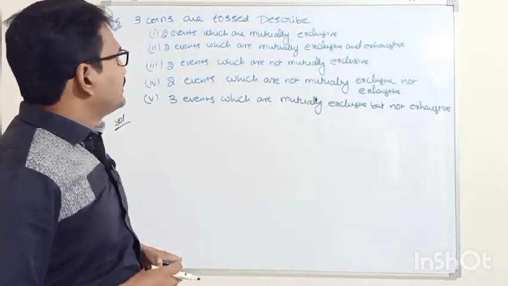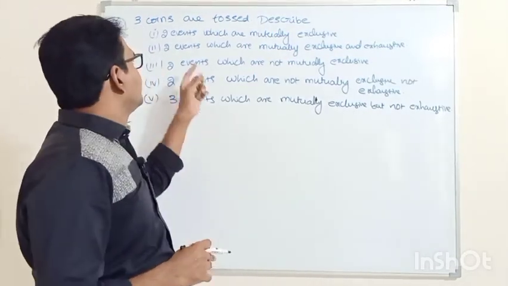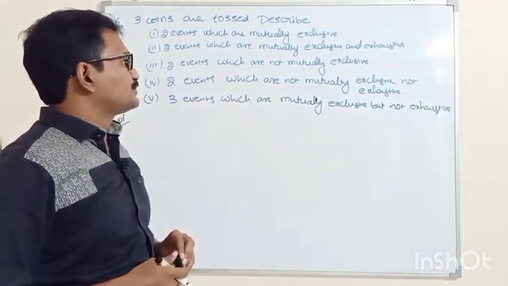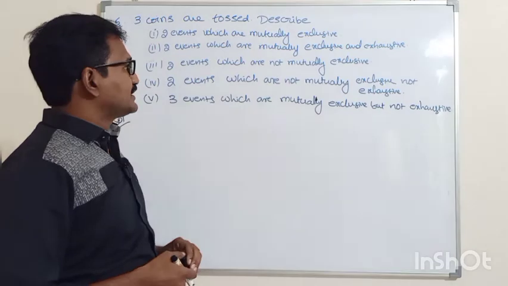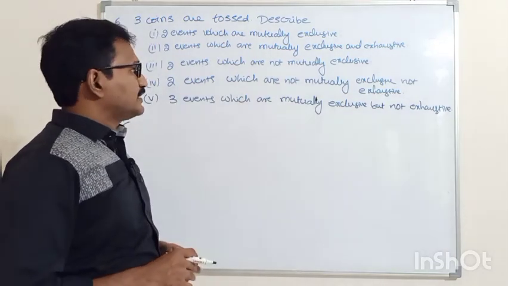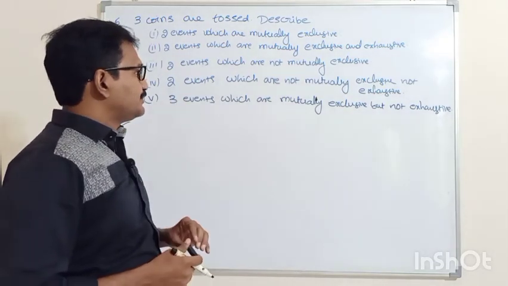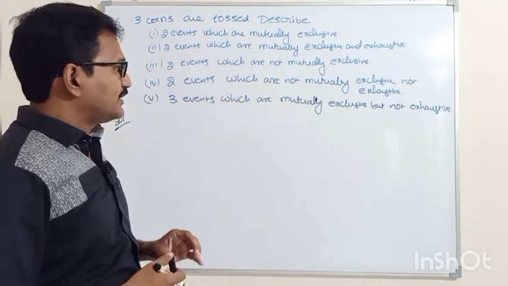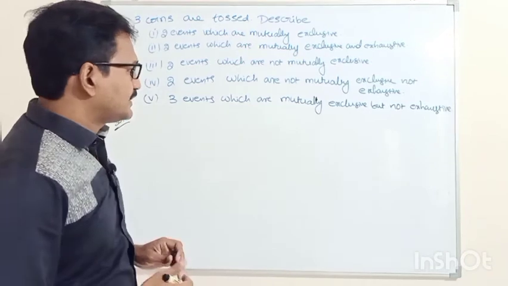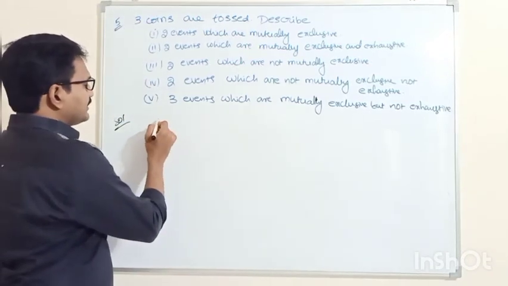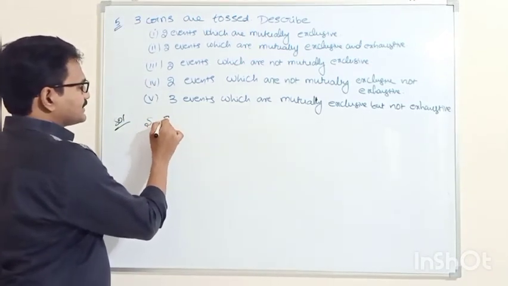Next problem, 3 coins are tossed. Describe any 2 events which are mutually exclusive, 2 events which are mutually exclusive and exhaustive, 2 events which are not mutually exclusive, 2 events which are not mutually exclusive and not exhaustive, 3 events which are mutually exclusive but not exhaustive. When 3 coins are tossed, what is the sample space?